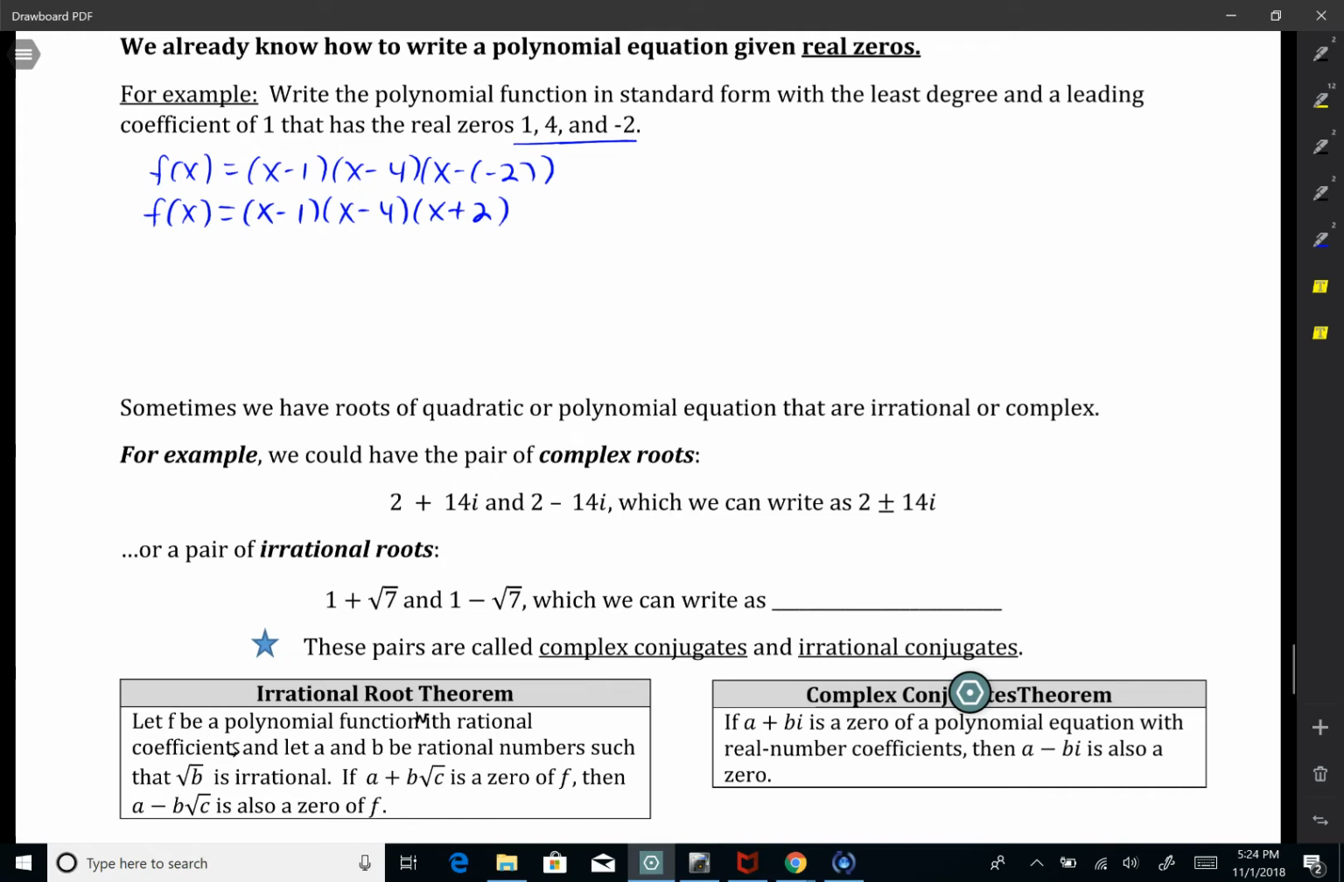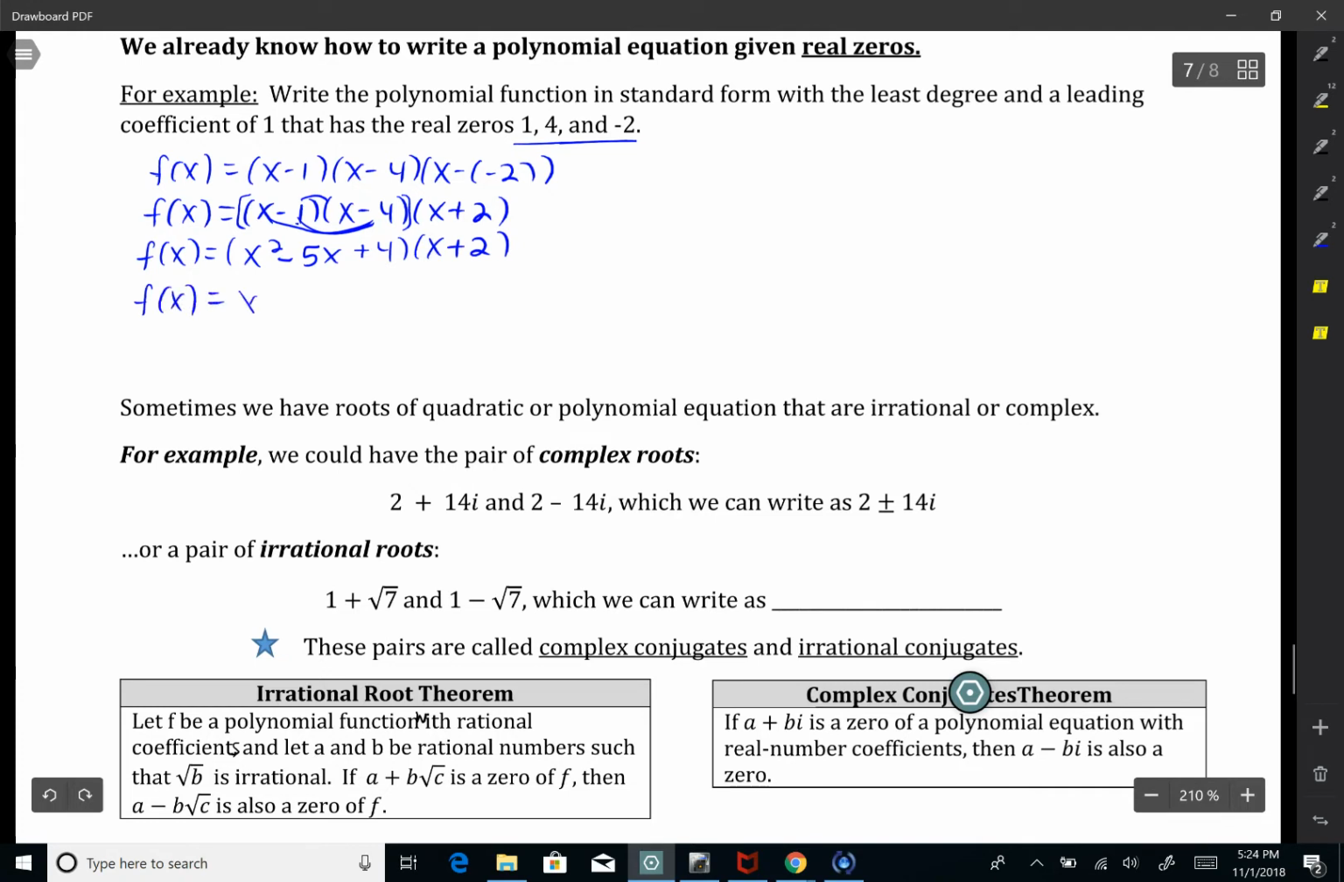Unfortunately, this is factored form. This is not standard form. So to get to standard form, I need to multiply these all together. So I'm going to start with my first two binomials and distribute. So these two. That's going to give me x squared, and then I'm going to have minus 1x, and minus 4x gives me -5x, and then -1 times a -4 is a +4. And then I'm going to multiply that times x plus 2.